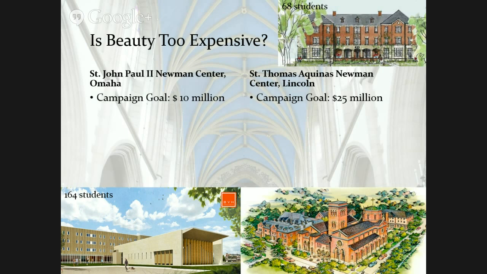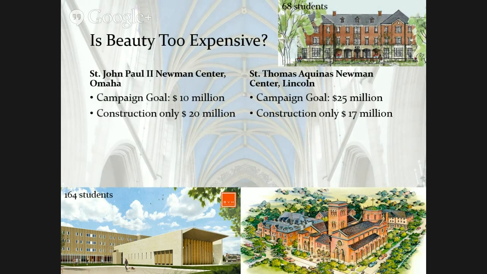So Lincoln's campaign goal is $25 million, and here in Omaha, our campaign goal is 10 million. So it looks like there's a huge difference between the two projects. But when you actually look at the details of the building cost itself, there's not quite as big a gap. These are the real construction costs.